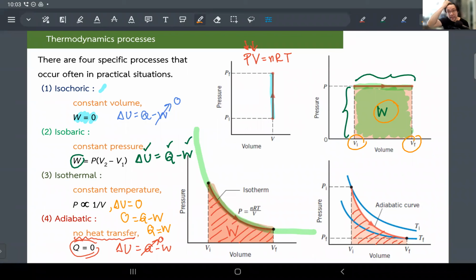That was the sign agreement. And if the gas contracts or shrinks down, that means somebody is performing work on it, so work is being done on the gas and the W will be negative. Sounds good. That's the first thing.